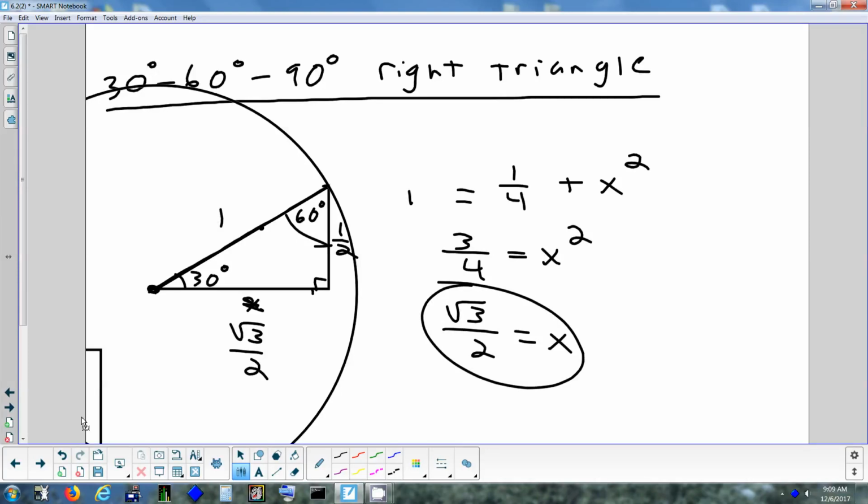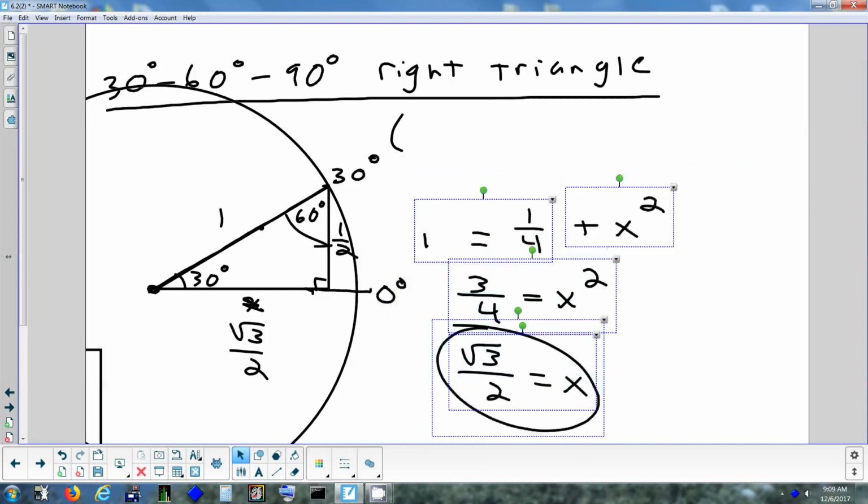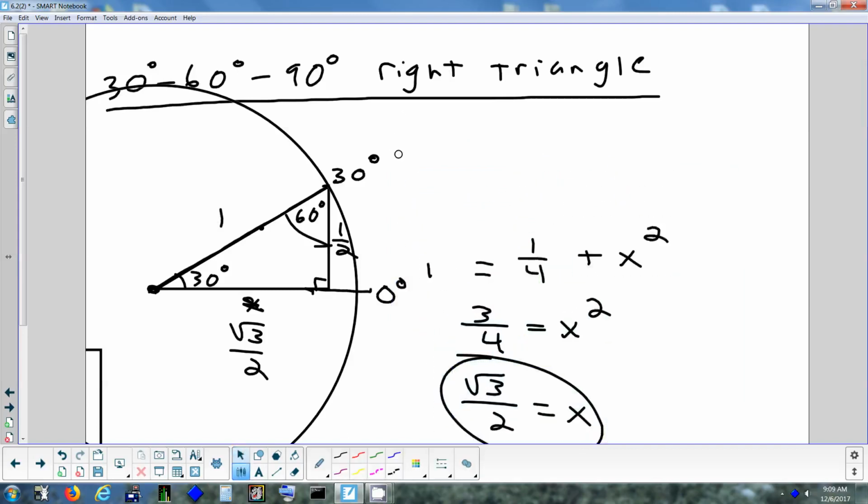Okay. So again, if this was on our circle, 30-degree angle, can somebody give me what the coordinate would be? I just need a little more space over here. What would the coordinate be for 30 degrees? Oh, it would be the square root 3 over 2. And then 1/2. So there's your coordinate for 30.